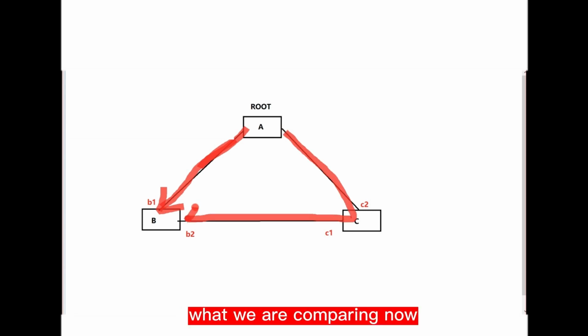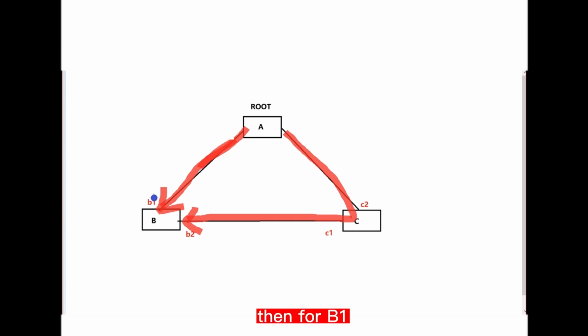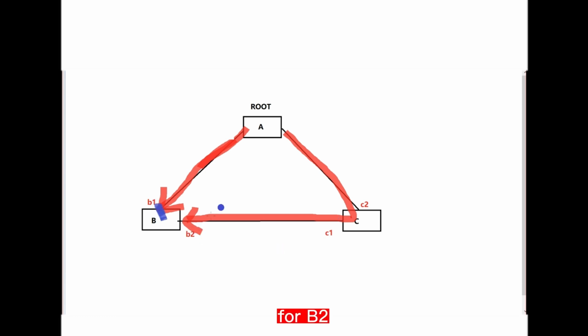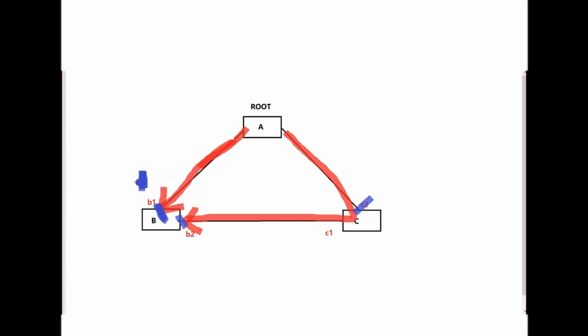What we are comparing now is the root path cost in the inbound direction. For B1, its cost is the cost of this interface. For B2, its cost is B2 plus C2. That is, on device B, when comparing two interfaces, assuming each counts as 1, first, we just calculate as an example. Because the default is the same, it is 1.